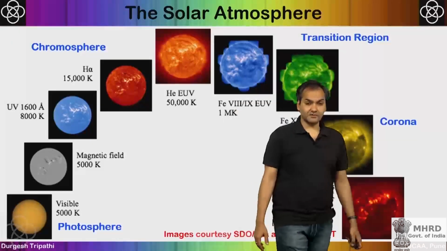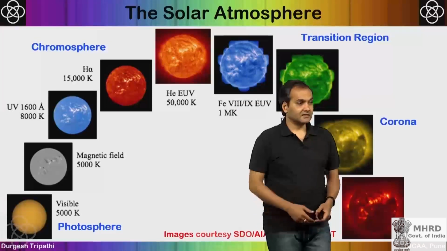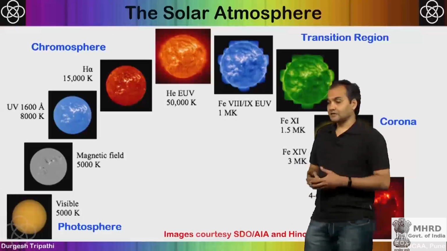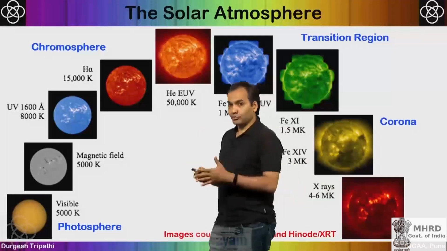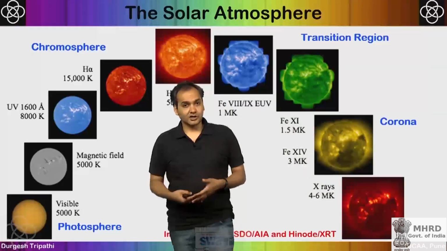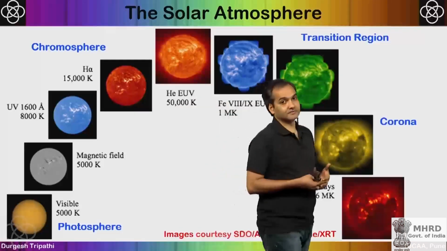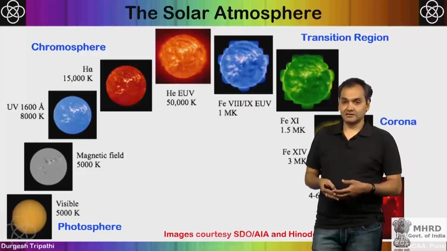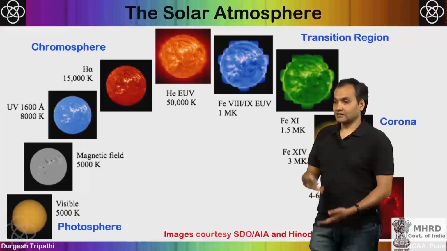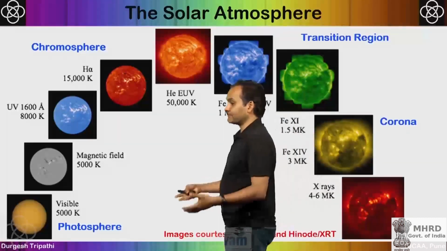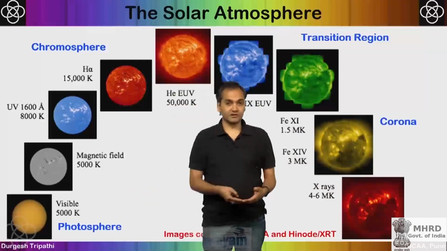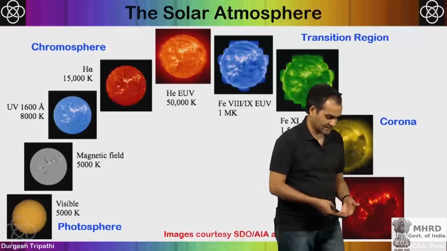So, what we can infer from this is that the atmospheric layers are not standalone, but are really strongly coupled with each other. So, you have to treat the sun in a coupled manner and not only look at one particular frequency and try to understand what the sun is all about.